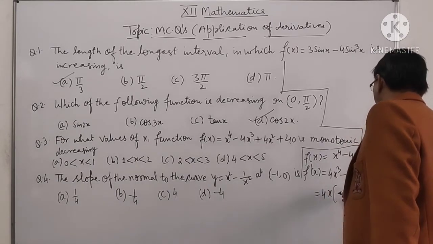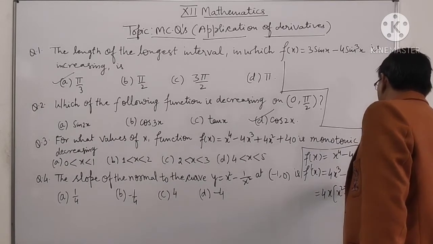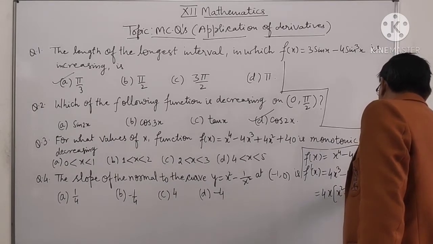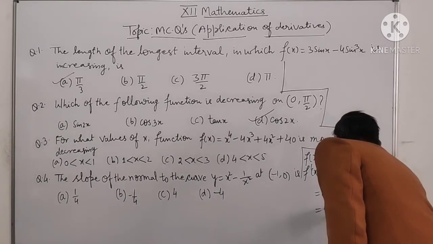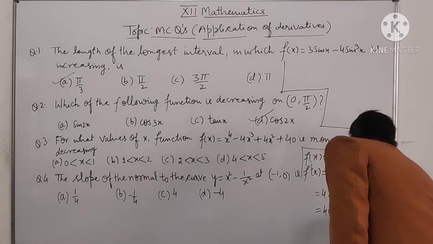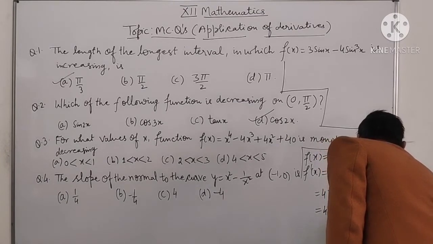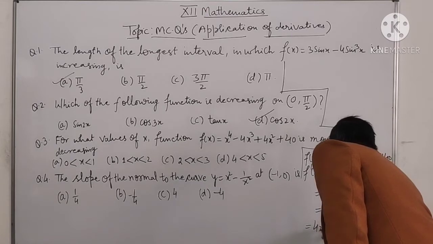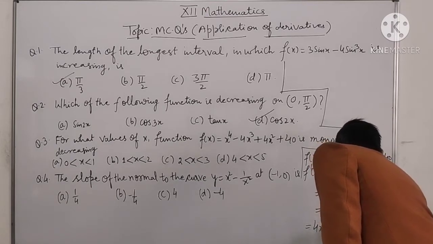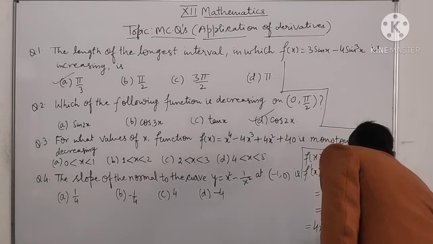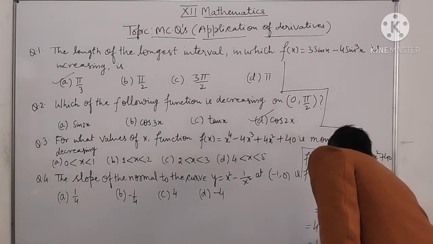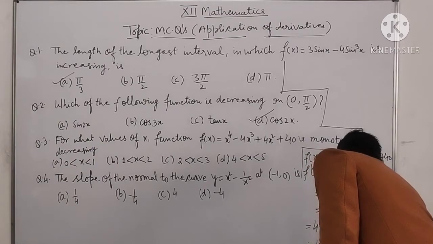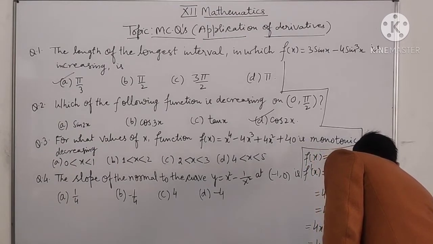Then it is x² - 3x + 2. Its factors: x² - 2x - x + 2, or x(x - 2) - 1(x - 2). Then it is 4x(x - 1)(x - 2).